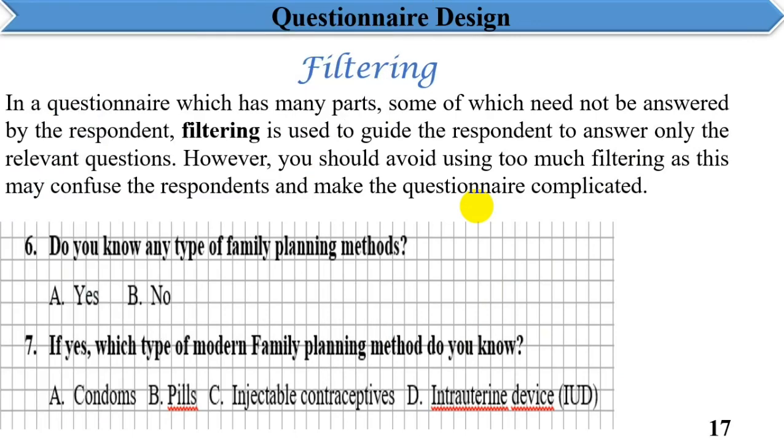Filtering. You have to ensure filtering. There are some questions that do not need answers in research. For example, we have: do you know any type of family planning methods? Yes or no? Now the next question: if yes, which type of modern family planning method do you know? Now, if you look at this question, this questionnaire is from one of my final year students doing, I think, midwifery in the university.